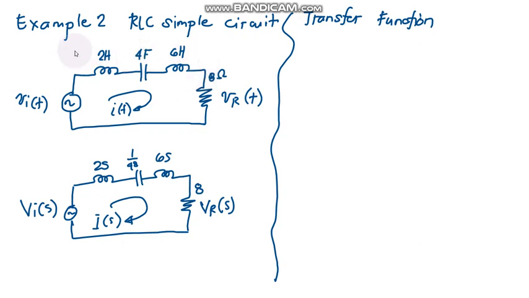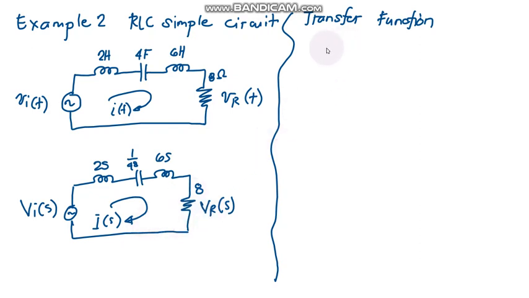Okay, so let's have example 2, RLC simple circuit. The given is we have four components here: a 2 Henry inductor, 4 farad capacitor, 6 Henry inductor, and an 8 ohms resistor. Taking the Laplace equivalent of the circuit, of course we're going to have 2s here, then 1 over 4s, 6s, and 8 here. Okay, and the corresponding labels of VIS, VRS, and IS.